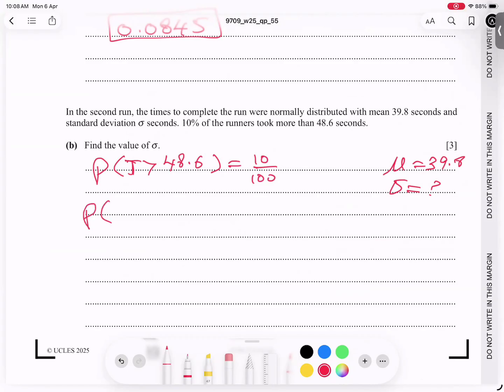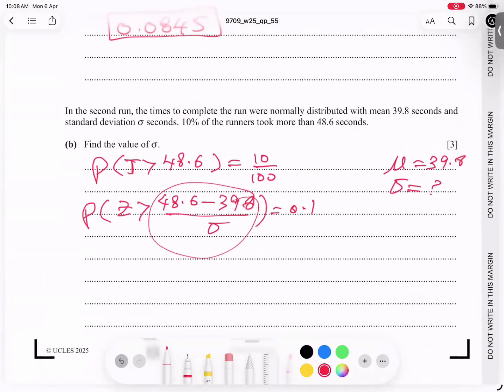So how to do it, students? Now Z is 48.6 minus mean, divided by deviation, equal to 0.1. I think this point is very clear. Now students, I can give this name as Z. We can subtract even the upper part, because the numerator we can subtract. So 48.6 minus 39.8, I'm getting 8.8. So I can say here Z is more than 8.8 over sigma.